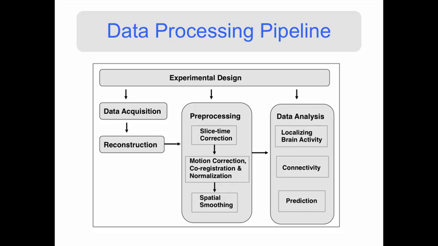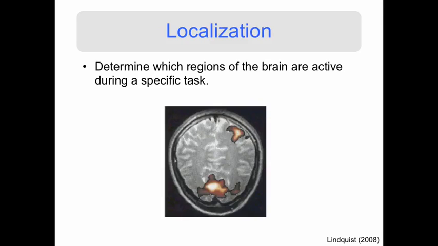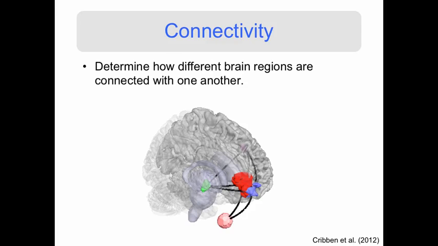Finally, the meat of the class is the data analysis portion. Here we'll look at a variety of different topics. So the first topic we'll look at is localization. How do you determine which regions of the brain are active during a specific task? So for example, in our finger tapping task, can we look at the fMRI data and find which regions of the brain were active while we were finger tapping? The second topic is connectivity. How do you determine how different brain regions are connected with one another? Once we know that several brain regions are active during the task, we want to know how they communicate with each other and create brain networks that we can analyze.